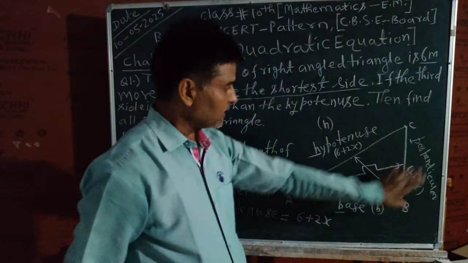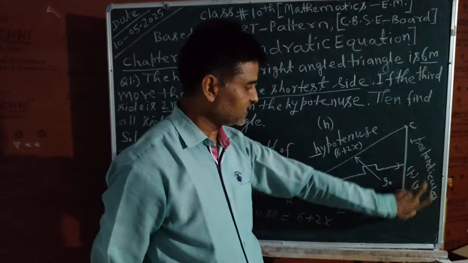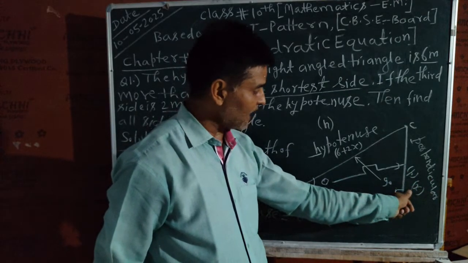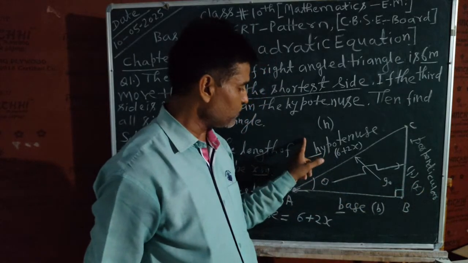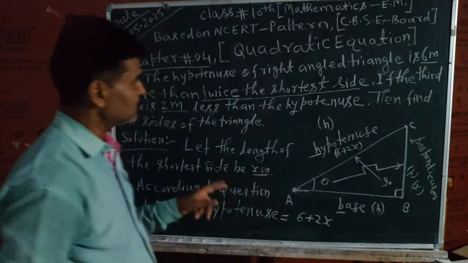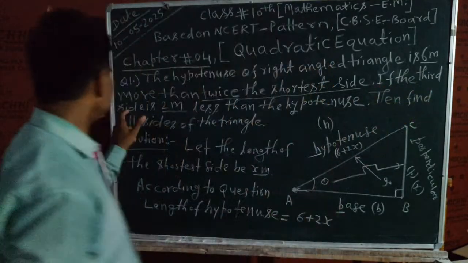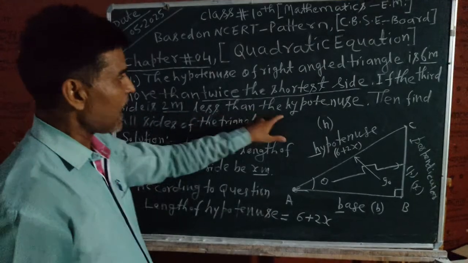So this is the shortest side, so I have assumed this is the shortest side, and if I multiply 2 times the shortest side plus 6, that will be the length of the hypotenuse. Now the third piece of information is also given: the third side is 2 meter less than the hypotenuse.